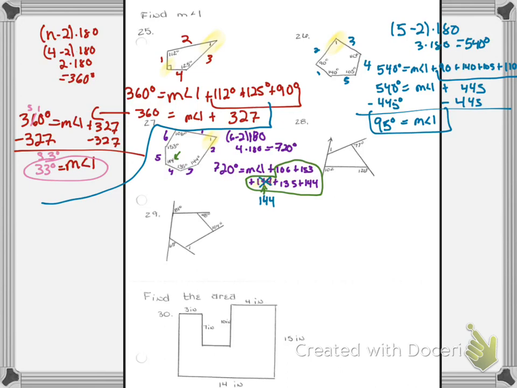So if we switch this to the 144, and we added all those together, we end up with 720 degrees equals the measure of angle 1 plus 682 degrees. We're going to subtract the 682 from 720. The measure of angle 1 is going to be 38 degrees, and that is much better. Okay, I'll give you a second here before I erase it, and we continue on.